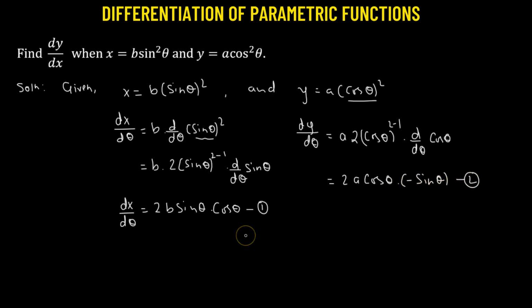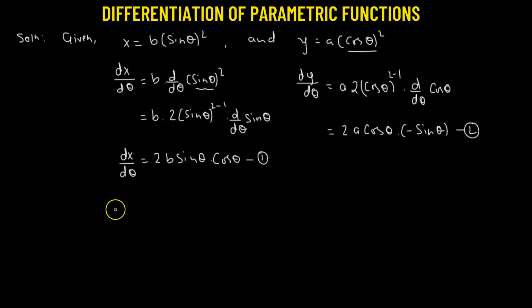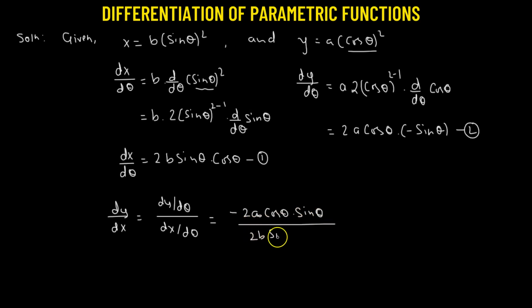Our task next will be to obtain the value of the derivative of y with respect to x. All we have to do is divide equation number 2 by equation number 1. That means we take the derivative of y with respect to theta and divide the result by the derivative of x with respect to theta. This will be equal to negative 2a times cosine theta times sine theta, whole thing divided by 2b multiplied by sine theta times cosine theta, and this leaves us with negative a over b. Hence we have successfully obtained the value of the derivative of y with respect to x. So this will be equal to negative a over b.